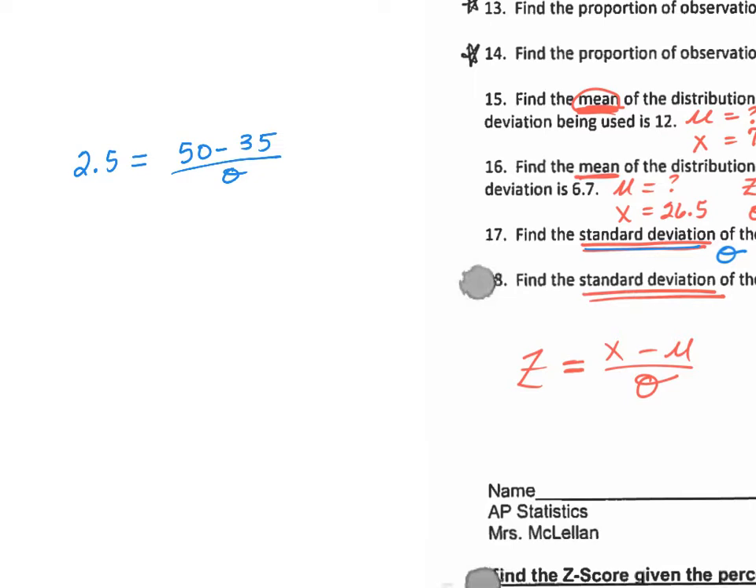All right, so here, algebra-wise, what are you going to want to do? I don't like having this unknown symbol on the bottom, so I'm going to multiply by my standard deviation on both sides. So I get that 2.5 standard deviations equals 50 minus 35, which is 15, and then I'll divide by 2.5, and that's how I get my sigma, the value I'm going for, of 6. All right, and 18 will be the same way.